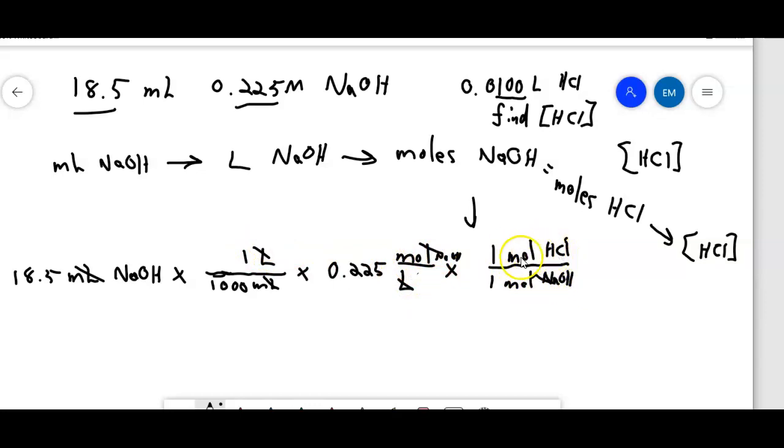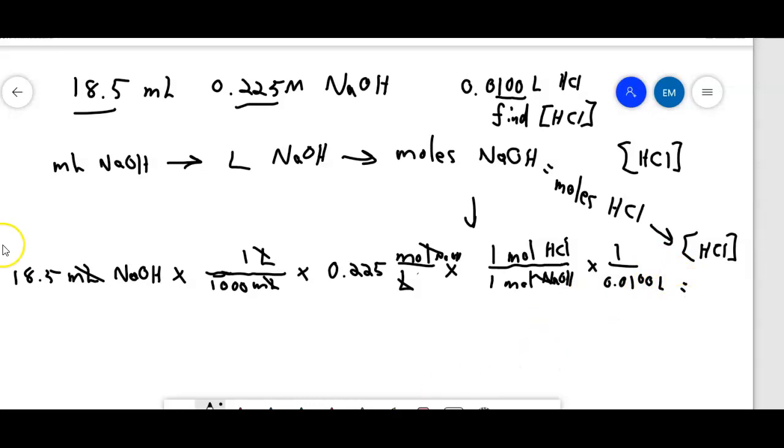So now we have moles of hydrochloric acid, and well, what's the molarity? Moles per liter. How many moles do we have? We already have that, so just divide by liters. So we have 1 over 0.0100 liter, and that's going to give us our concentration. So let's run the numbers.